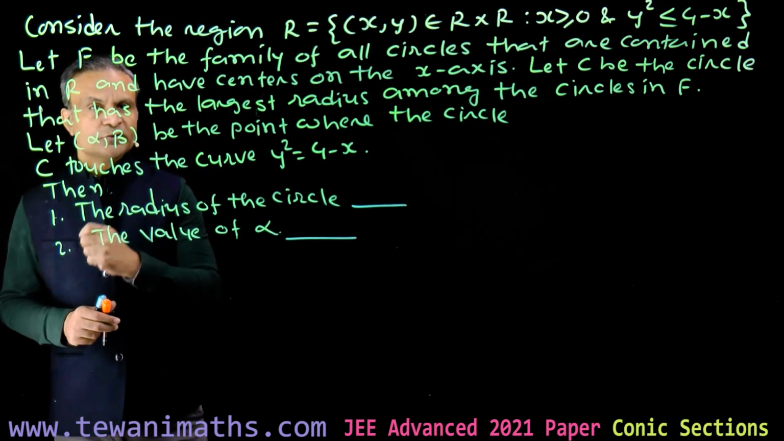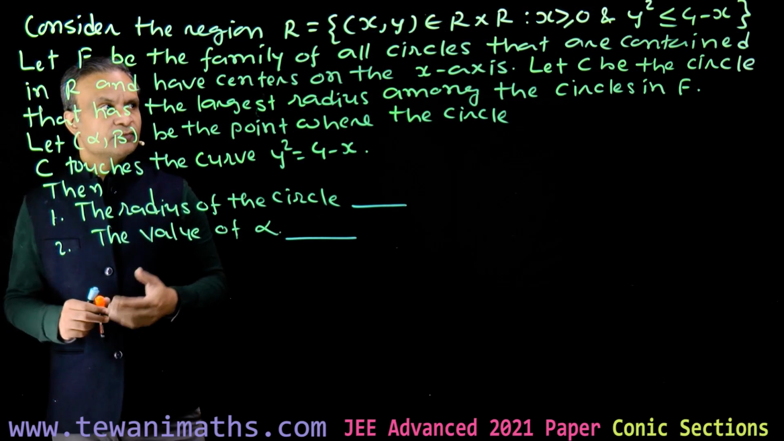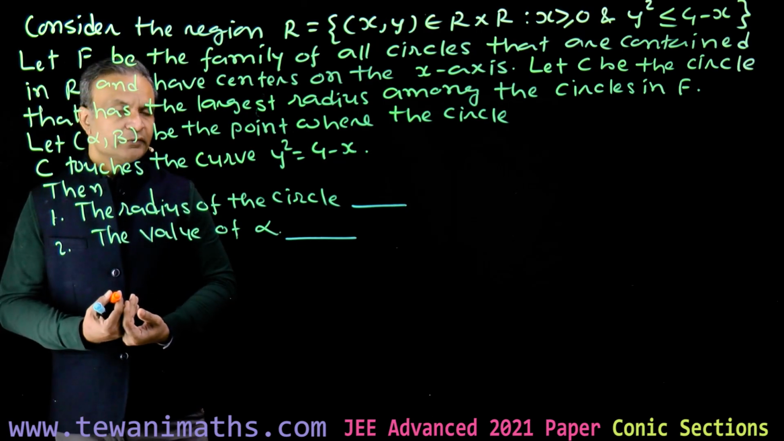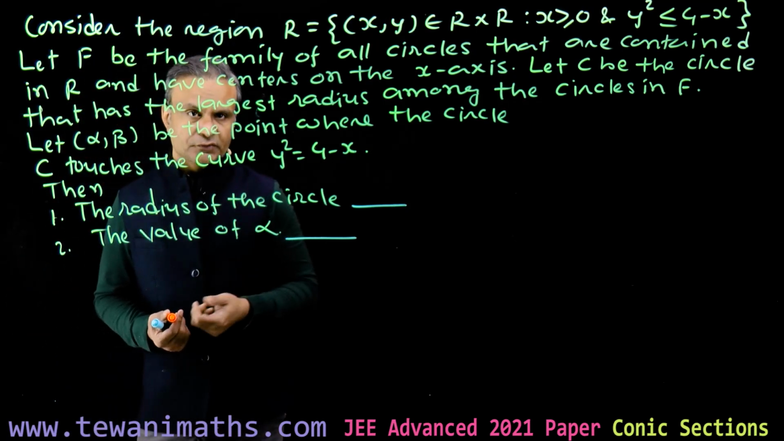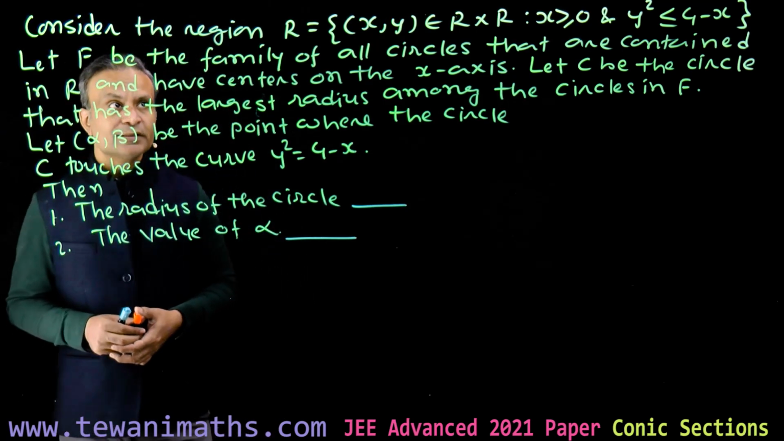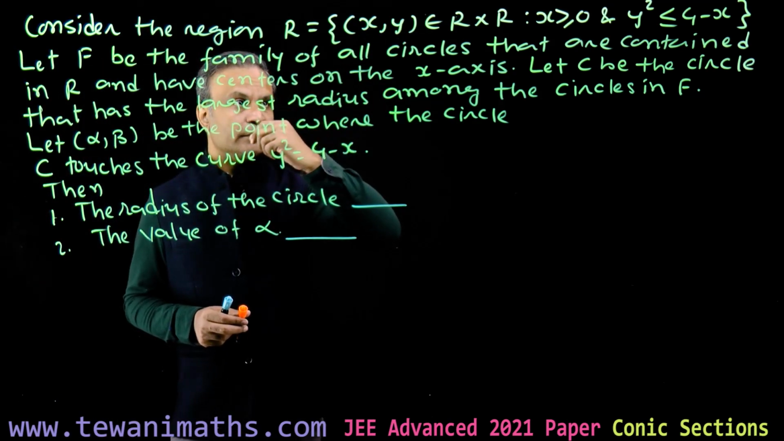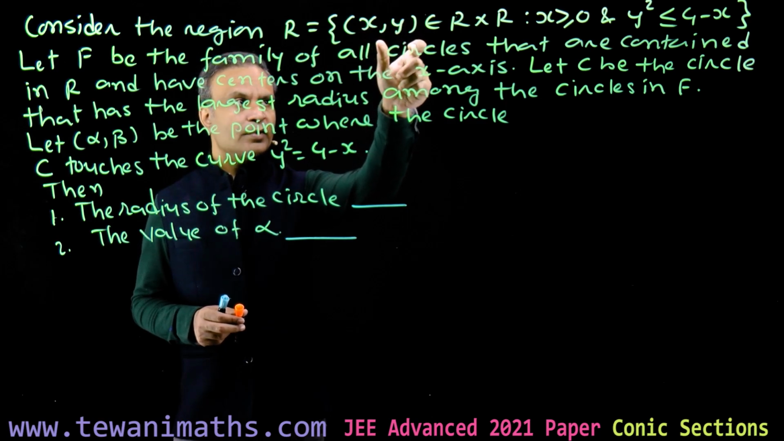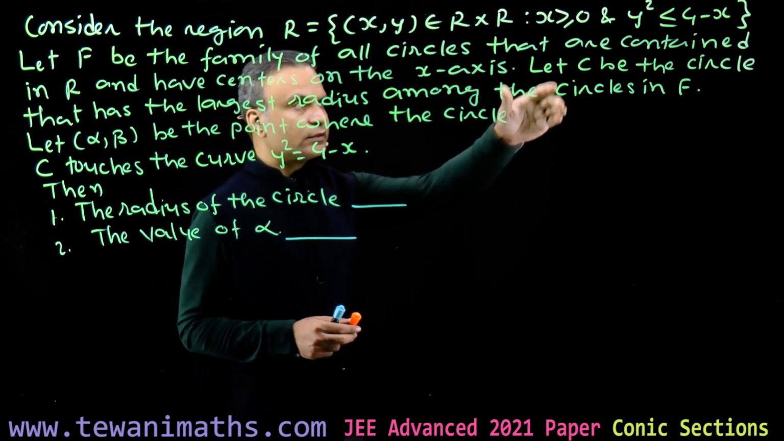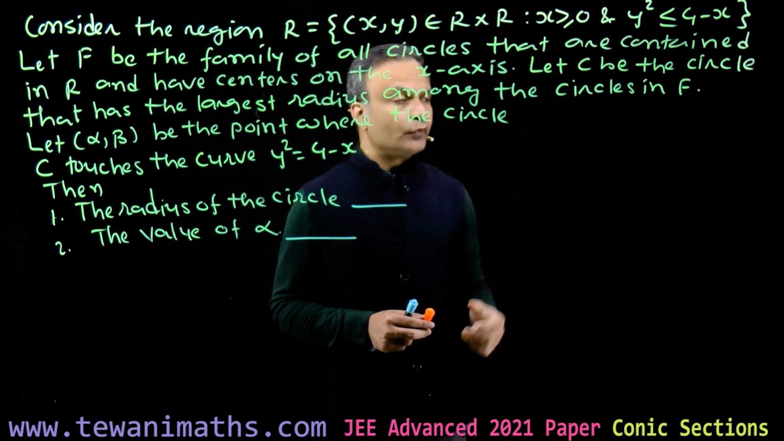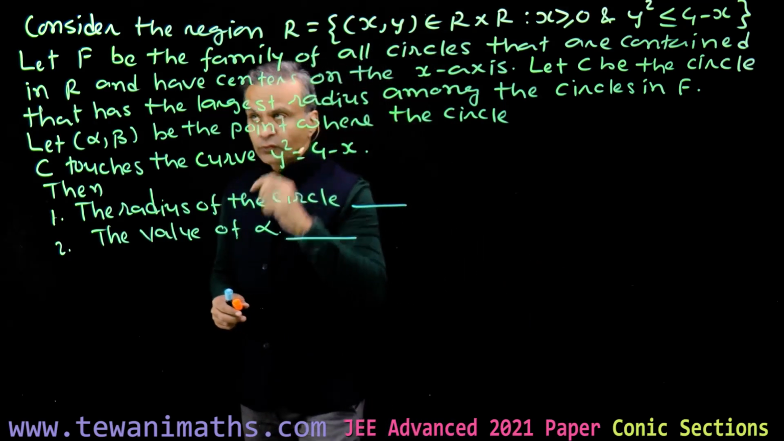Okay, now we have one more question from parabola. This time question is in the form of paragraph. Based on it, we have to reply two questions. Question is, consider the region R, which is defined like this. Definition is, ordered pairs x comma y satisfy inequalities x greater than or equal to 0 and y square less than or equal to 4 minus x.